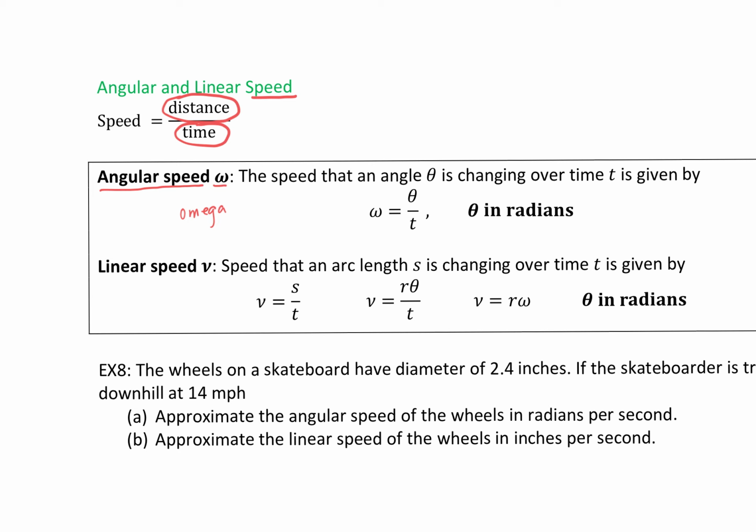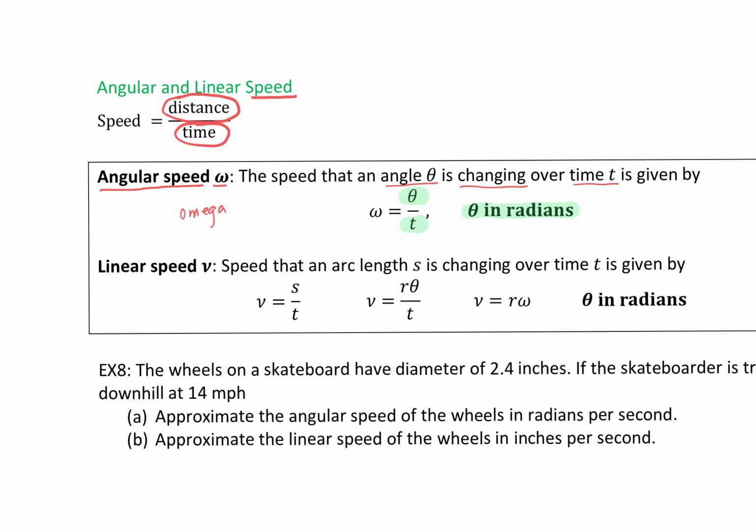When you think about angular speed, all you're doing is looking at the speed that an angle, theta, is changing over time. It's a very simple formula and it makes sense. You're looking at how the angle changes over time, so it's theta divided by time. Again, we have to be really careful because theta has to be in radians.